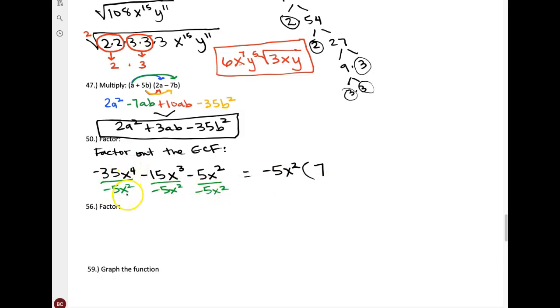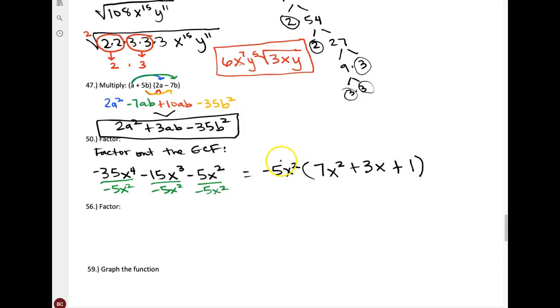X to the 4th divided by x squared. Well, when they're connected by division, we subtract those. So that's x squared. Negative 15 divided by negative 5 is a positive 3. X to the 3rd divided by x squared is just x. And then negative 5x squared divided by negative 5x squared. Right? All of these things are divided by themselves, so this is really a plus 1. Right? So don't forget about that plus 1 if there's something like this. That tends to be forgotten about.